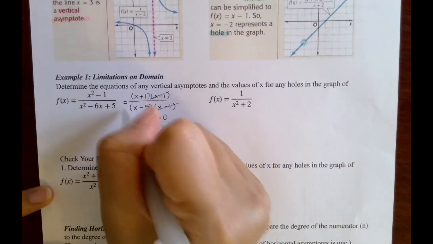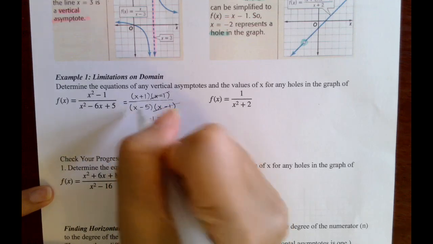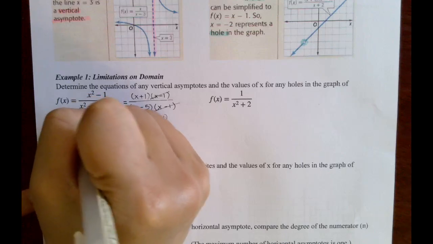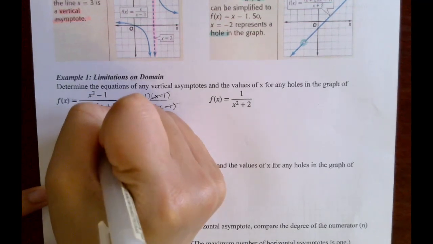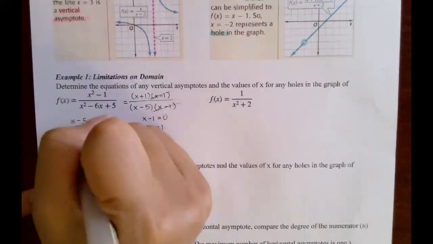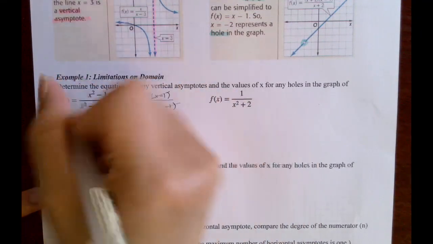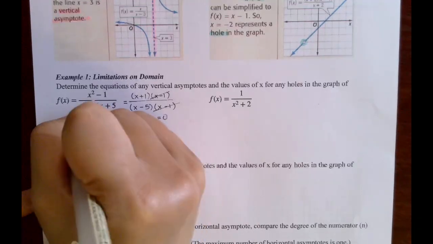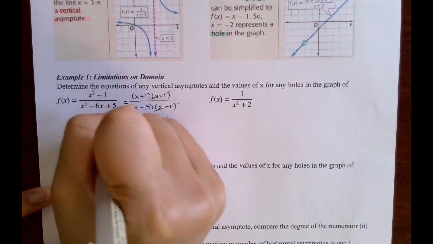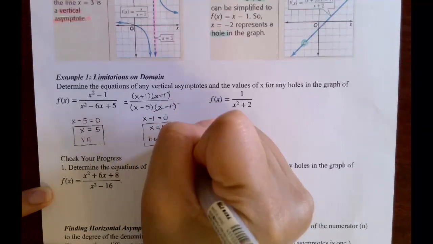The other factor in the denominator that wasn't crossed out is x minus 5. If this equals 0, it would make the function undefined, so we would have an asymptote here. Add 5 to both sides, which gives us x equals 5. There is a vertical asymptote at x equals 5, and there's a hole at x equals 1.